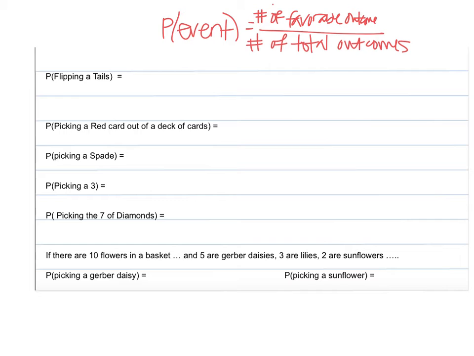So probability of flipping a tails. Well, if I flip a coin, I have 2 total outcomes. And if I want to get a tails, that's just one of them. So it'd be 1/2. And then we'll write that as 5/10, which is 50%.